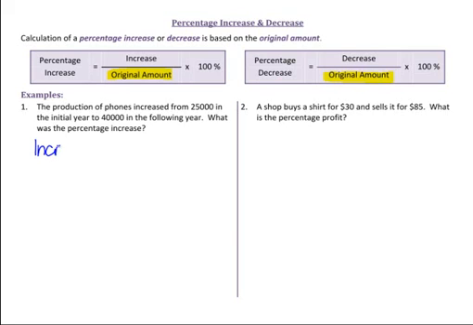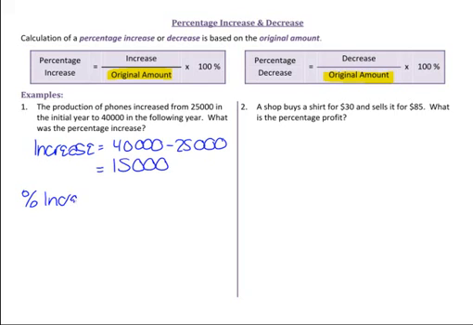So your first step is to determine what the increase is. So that's going to be 40,000 minus 25,000. You need to work out what the increase is in order to work out what the percentage is going to be. So that gives you 15,000. So your percentage increase is going to be your increase, your 15,000 over the original. Now originally it was 25,000. That's how many there were in the beginning.